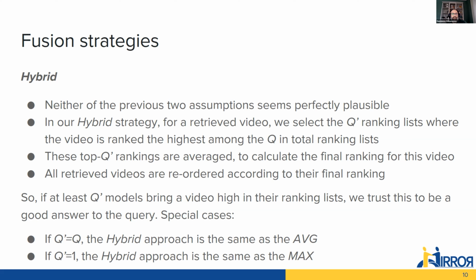In our hybrid strategy, for a retrieved video we select the Q-dash ranking lists where the video is ranked highest among all Q total ranking lists. These top Q-dash rankings are averaged to calculate the final ranking for this video. Finally, all retrieved videos are reordered according to their final rankings. So we think that if at least Q-dash models bring a video high in the ranking list, we trust this to be a good answer for our query.